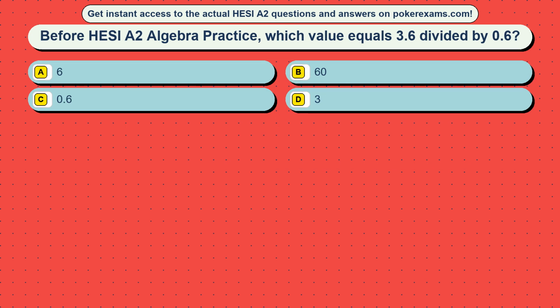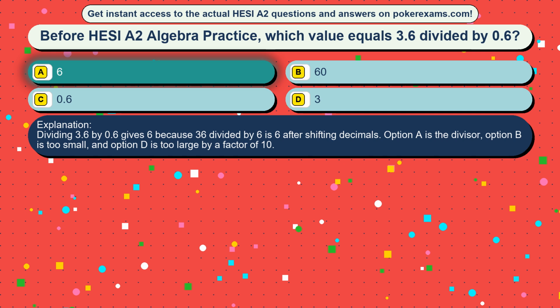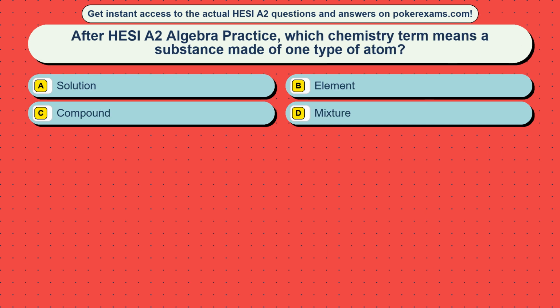Question 15. Before HESI A2 algebra practice, which value equals 3.6 divided by 0.6? Option A 6. Option B 60. Option C 0.6. Option D 3. The correct answer is option A 6. Dividing 3.6 by 0.6 gives 6 because 36 divided by 6 is 6 after shifting decimals. Option C is the divisor, option B is too small, and option D is too large by a factor of 10.